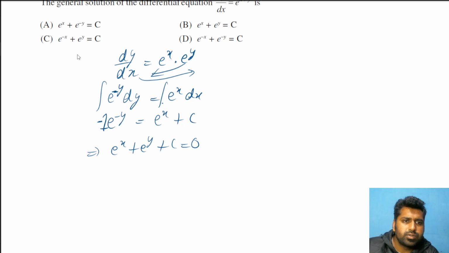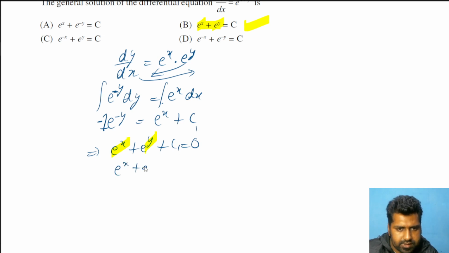Focus only on e raised to power x, e raised to power y. In which option is it written? They are in addition, e raised to power x, e raised to power y, so this should be the answer. Suppose someone wants to say that cannot be the answer, we have to show it. Okay, fine, call this c1. Then take e raised to power x, take this on the other side, minus c1, and call this minus c1 as another constant c, where c is minus c1.